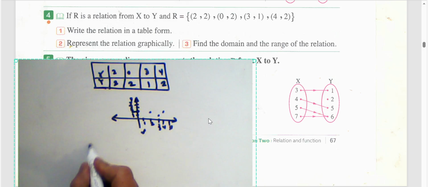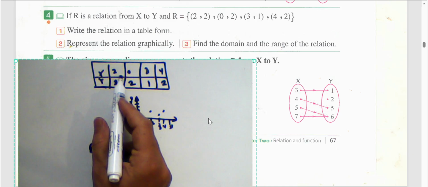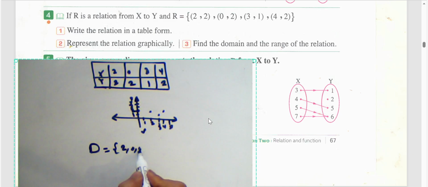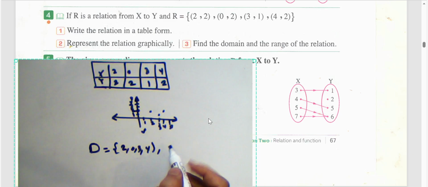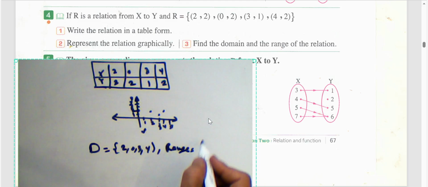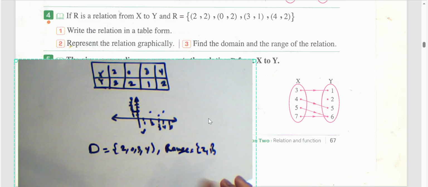Okay, and then we can write the domain, the first projection: 2, 0, 3, 4. And we can find the range, the second: 2 and 1, without repeating, okay, 2 and 1 only.